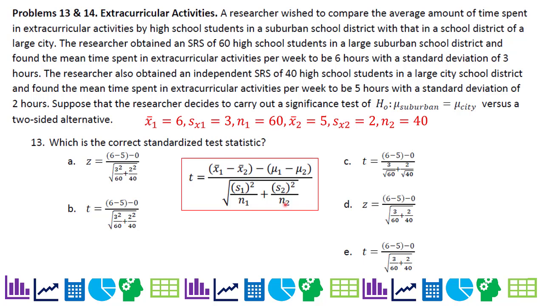and the 2 squared over 40. Now you can see that these two look the same. The only difference is one has a z and one has a t. Because we're testing for means, we're using the t distribution, not the normal distribution. So the correct answer is B.